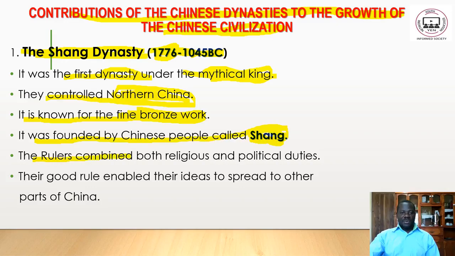So rulers combined both religious and political duties. A ruler, the leader or the emperor, had religious and political powers. Their good rule enabled the ideas to spread to other parts of China. If you go back to that map, you see that they ruled a very wide area. The reason was that they had good ideas, they had good rule.